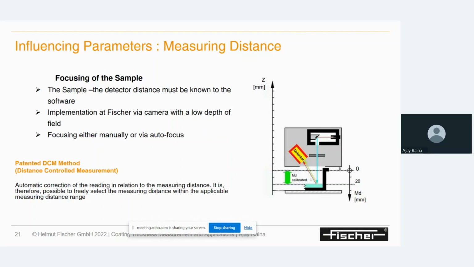You will have the same results whether the sample is placed on the flat area, or at some particular height, or is not in the same geometry. It can be a complex-shaped sample with any type of geometry. This works up to 25, and on some instruments we have up to 80. Depending on the requirement, application and sample size, we can recommend the instrument. So we don't have to worry about the sample position or sample geometry. You can measure any type of sample easily with this patented DCM method.